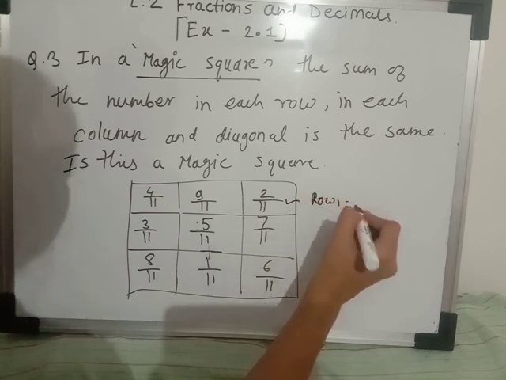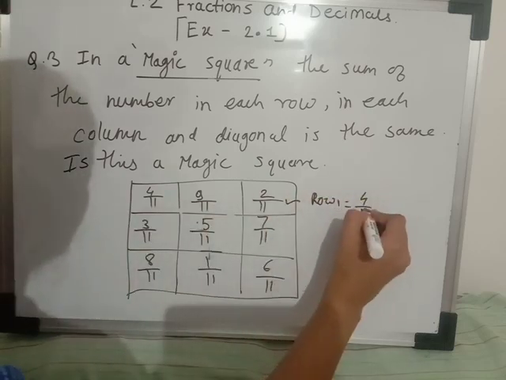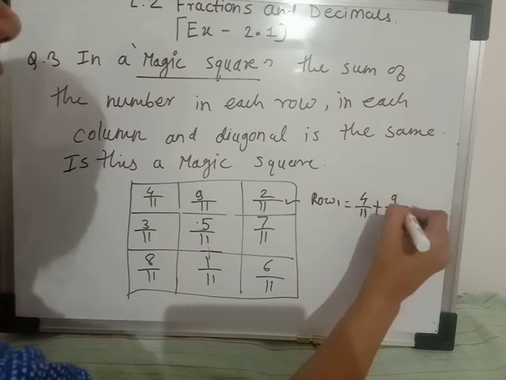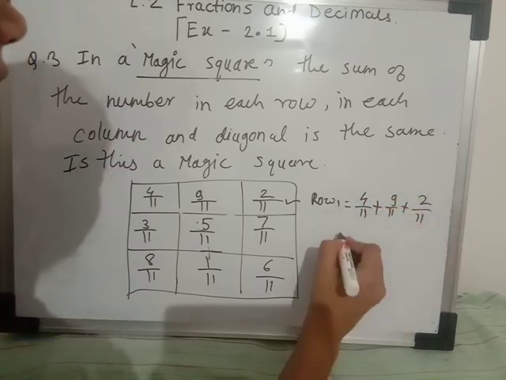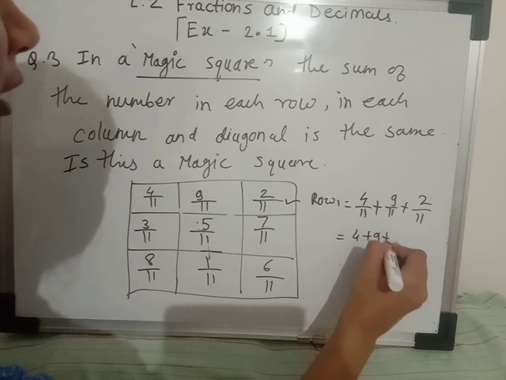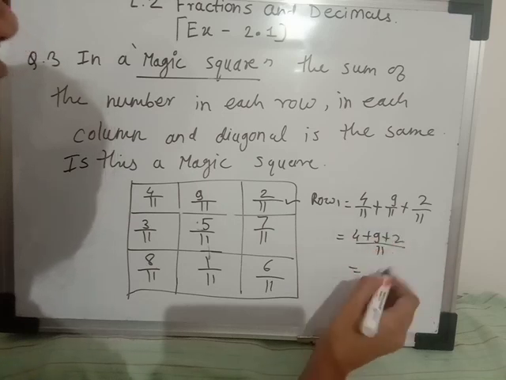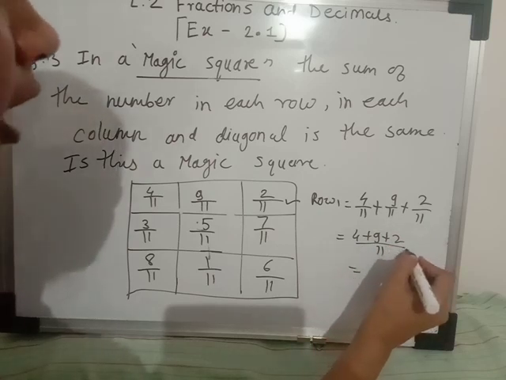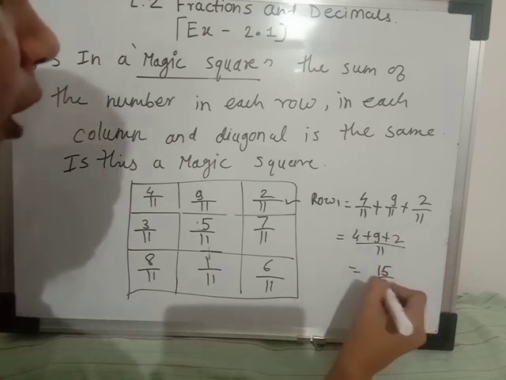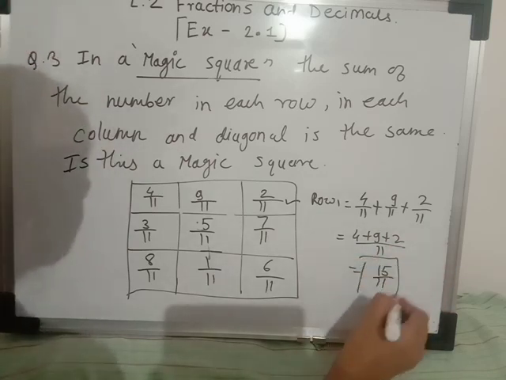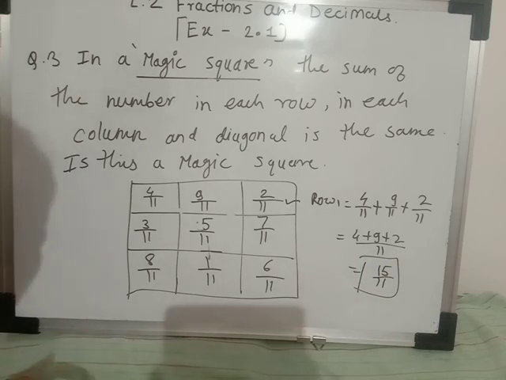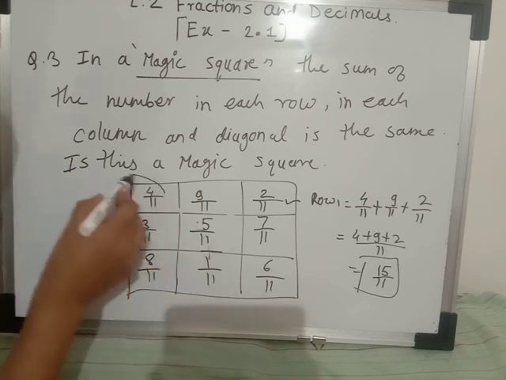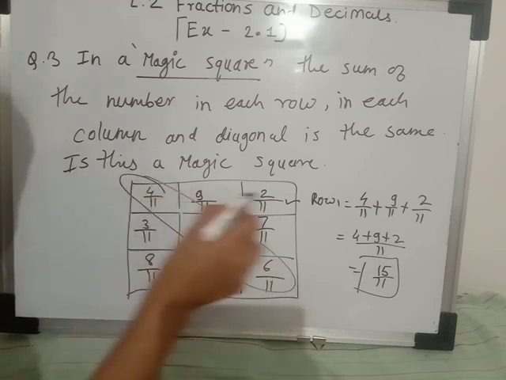In row 1, 4 upon 11 plus 9 upon 11 plus 2 upon 11. So 4 plus 9 is equal to 13, and 13 plus 2 is equal to 15 upon 11. So here we got the answer, that is 15 upon 11. So you need the addition of all the rows, all the columns and all the diagonals. Diagonals means this way, like this.